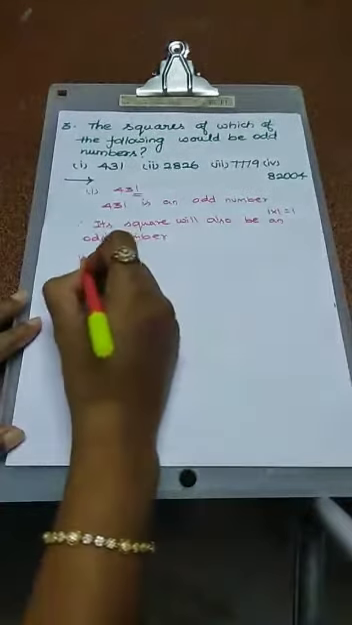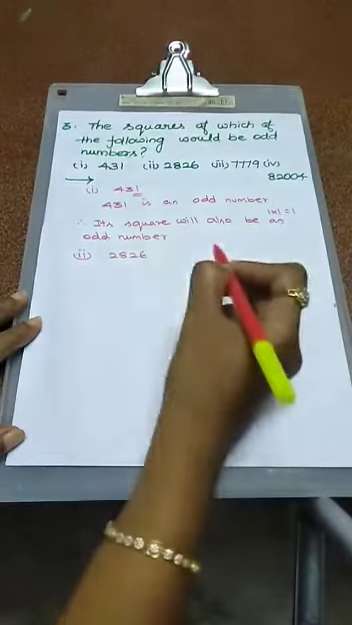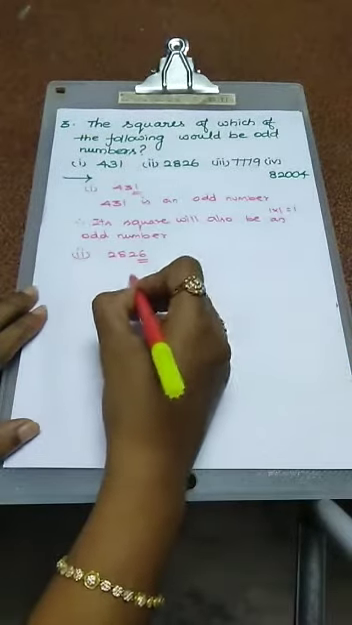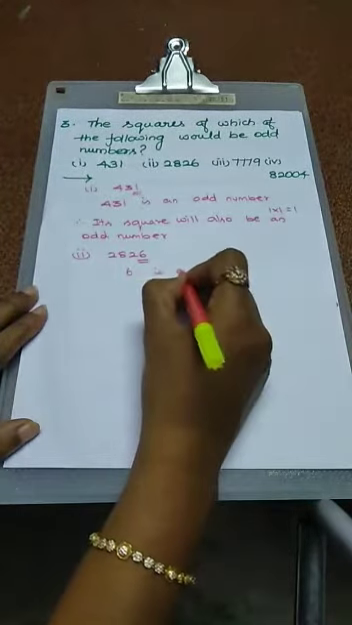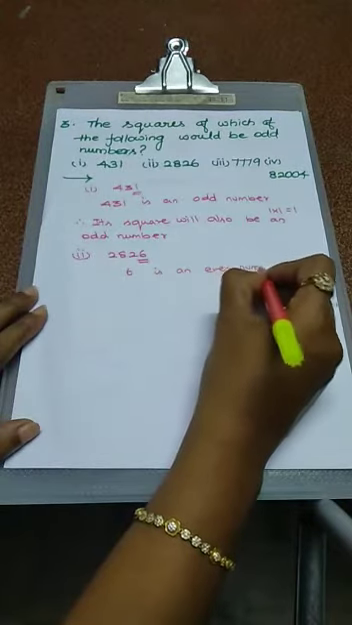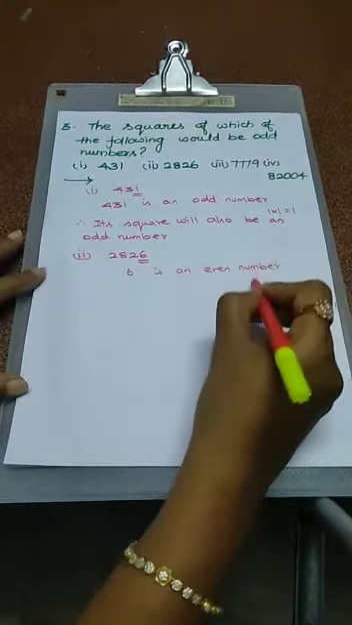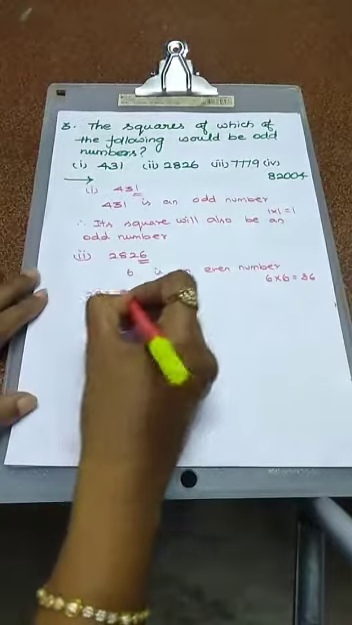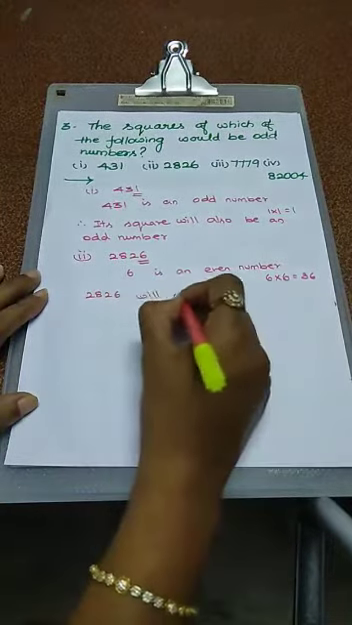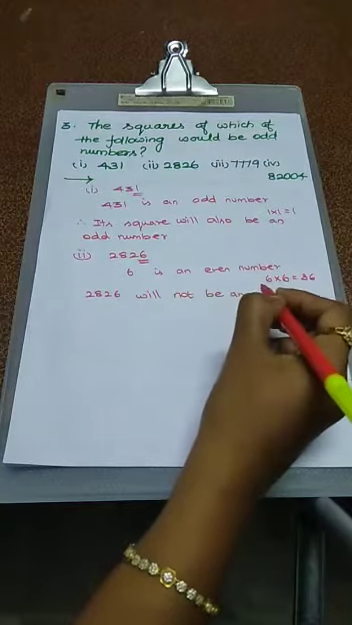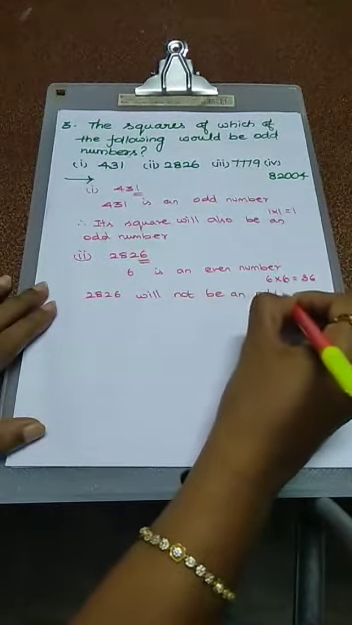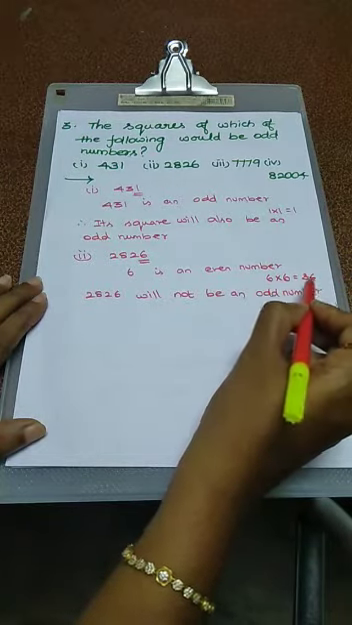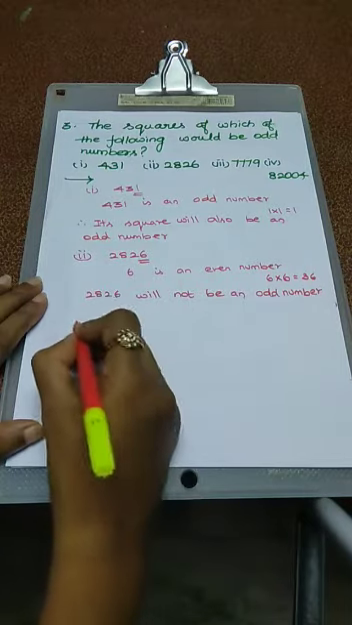Second subdivision, 2826. Just look at the ending number. The ending number is 6, and 6 is an even number. You take the unit place value, that is 6 into 6 is equal to 36. So 2826 will not be an odd number, because 6 into 6 is 36, and 36 ends with the number 6. It is an even number. So 2826 will not be an odd number.